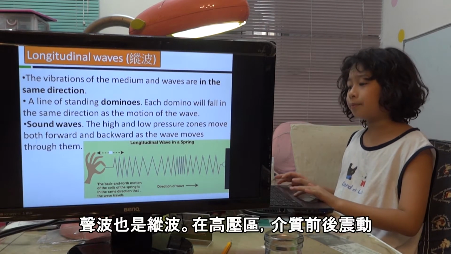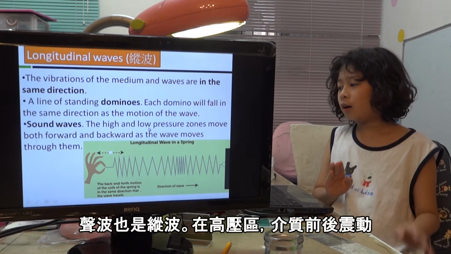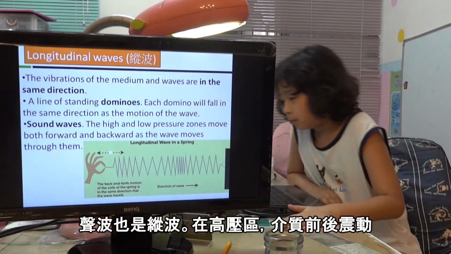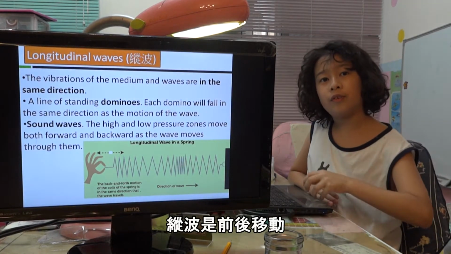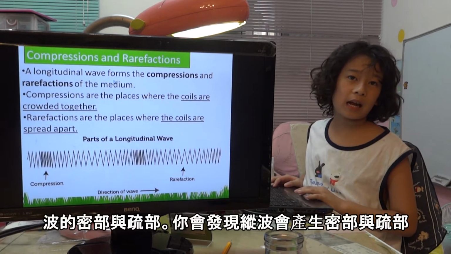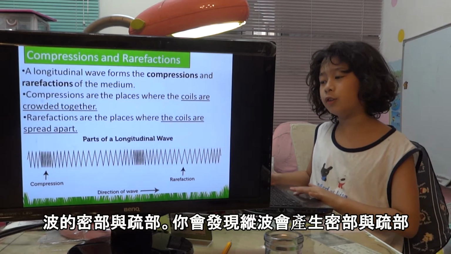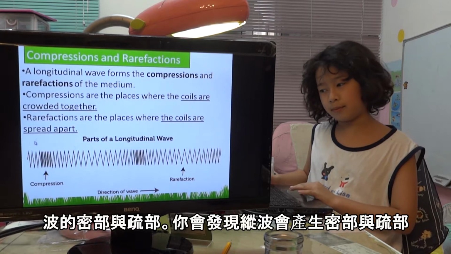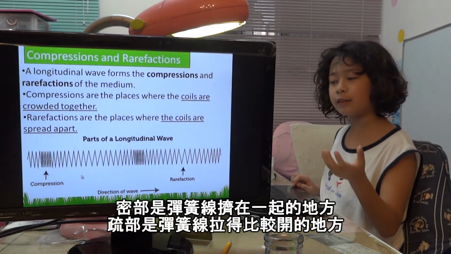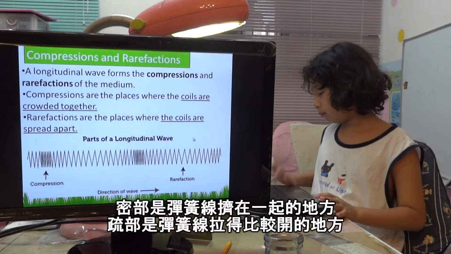Like a sound wave, we know. In a sound wave, the high and low pressure zones move both forward and backwards as the wave moves through them. Compression and rarefaction happen in a longitudinal wave. The compression is where the coils are crowded together, and the rarefaction is very loose. They separate a lot.